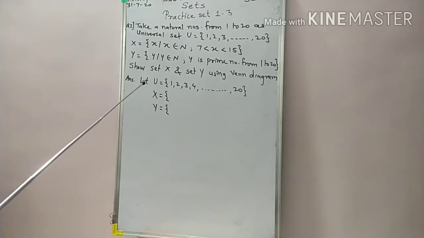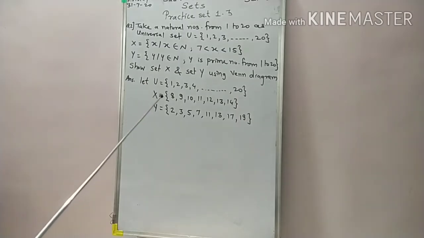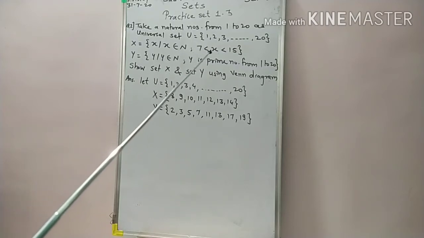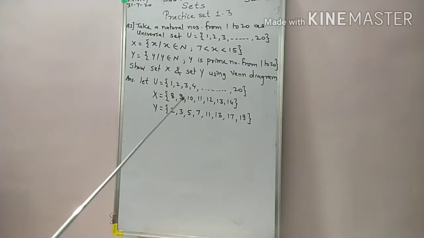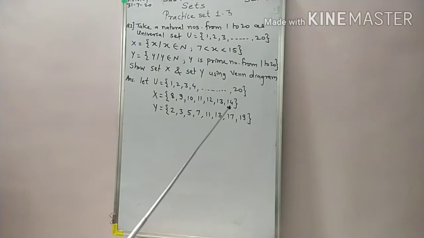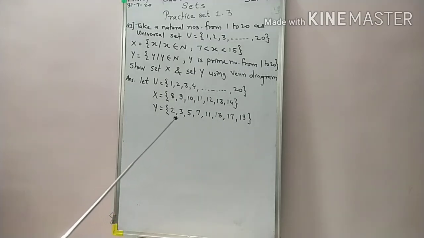First we have to find the elements in both sets, set X and set Y. So try, students, what numbers do we have in set X and what numbers in set Y? Here we have the elements of set X according to the condition that X is a natural number between 7 and 15, meaning greater than 7: 8, 9, 10, 11, 12, 13 and 14, because X is less than 15. And for set Y, the prime numbers from 1 to 20, those prime numbers are: the least prime number is 2, then 3, 5, 7, 11, 13, 17 and 19.